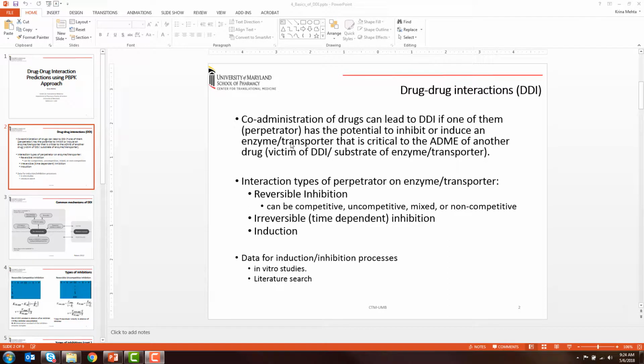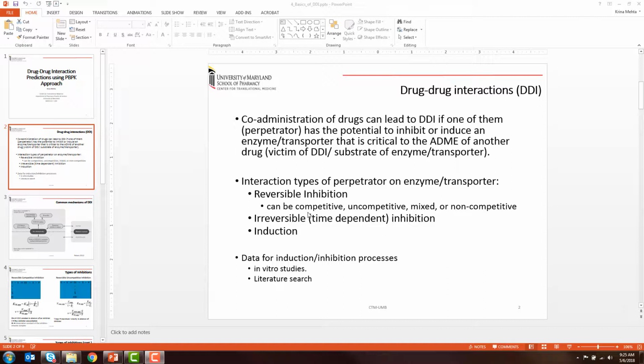So the drug that has the potential to inhibit or induce a protein, whether it's an enzyme or transporter, is called the perpetrator of the DDI. And the drug that is a substrate of the same enzyme or transporter is called the victim. So the victim usually uses this specific enzyme or transporter for its metabolism or elimination, and the perpetrator basically inhibits or induces the same enzyme.